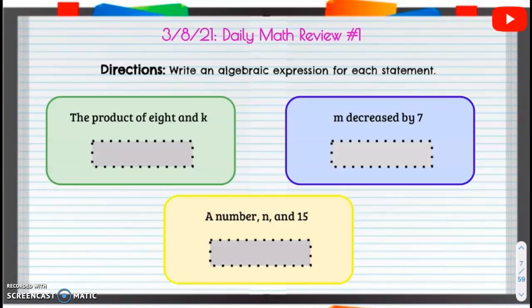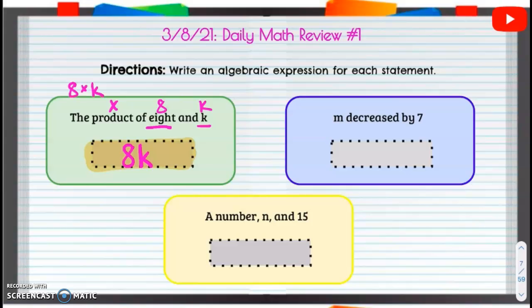So, the first one, the product of 8 and k. I know product means multiply. So product means 8 times k, and you can write it as 8k. Remember, this means 8 times k. So there's our answer for that first one.